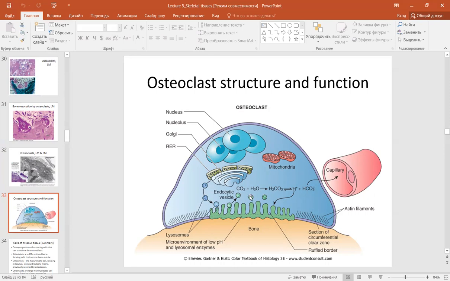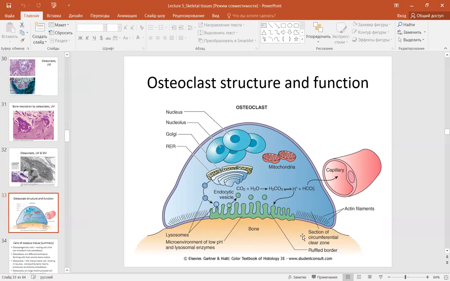Due to endocytic vesicles, carbon dioxide and water molecules are forming carbonic acid, and further carbonic acid is subdivided to protons connecting with the surface of the bone tissue, which is responsible for the resorption of the calcium hydroxyapatite crystal molecules, and the cathepsin is resorbing the organic component of the bone tissue, namely collagen fibers.